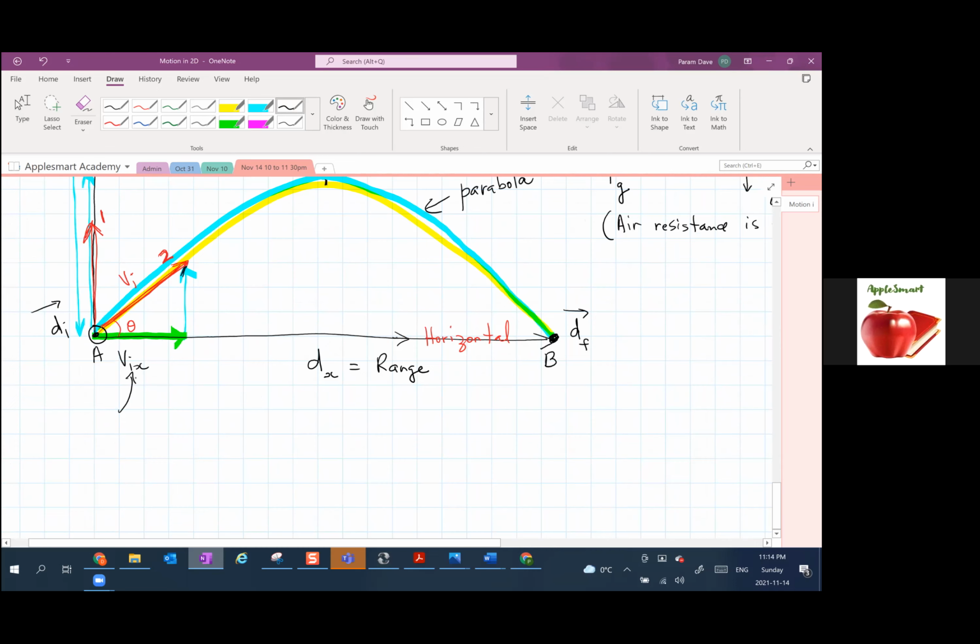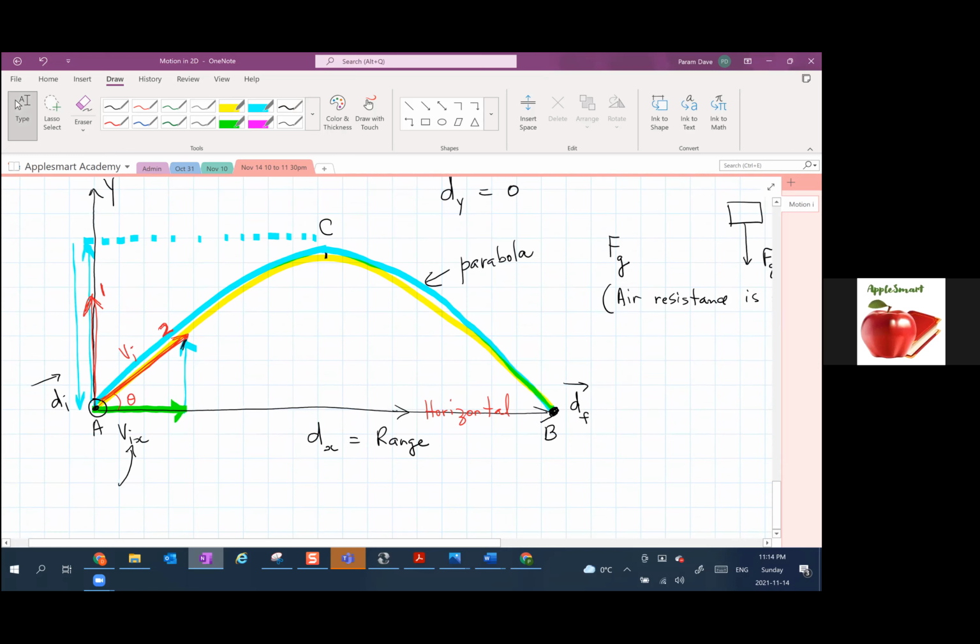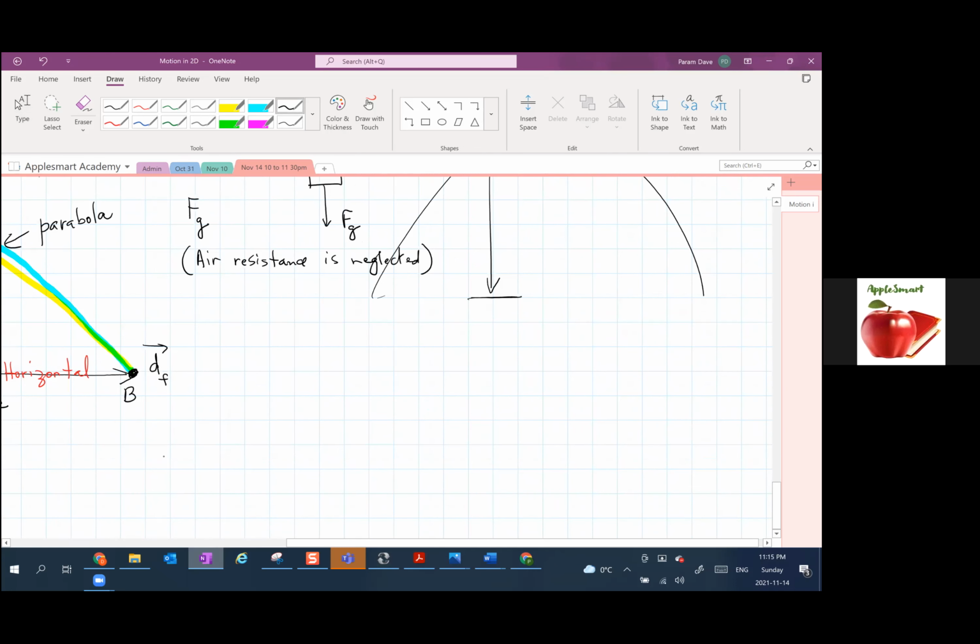horizontal component over there. And therefore, the horizontal and the vertical components happening simultaneously result in the path being a parabola, right? A parabola looks like this. It starts, goes up, and then comes back down. It has a maximum point that's called the vertex.